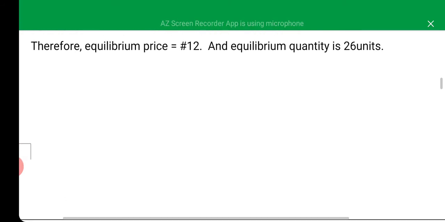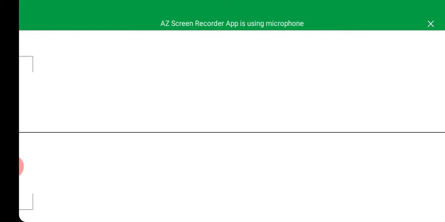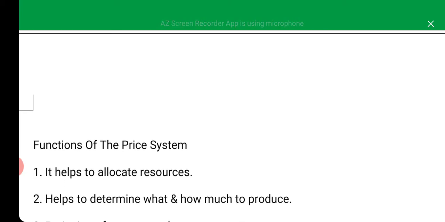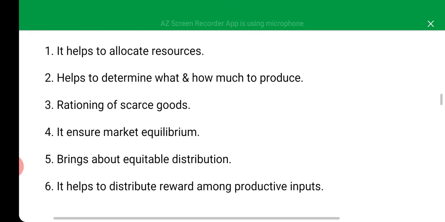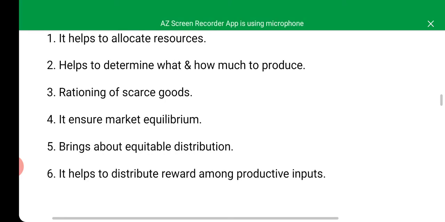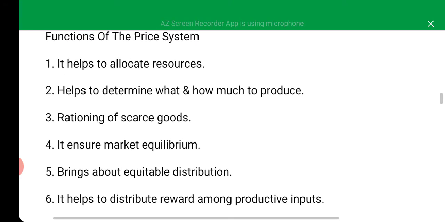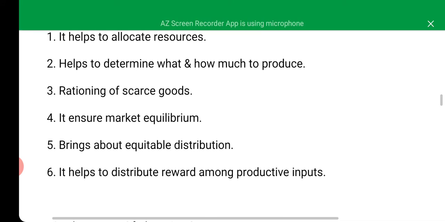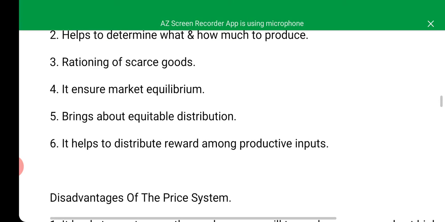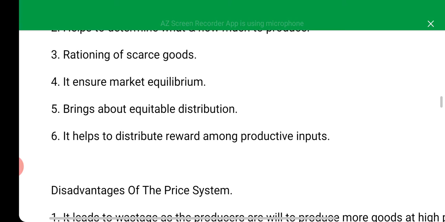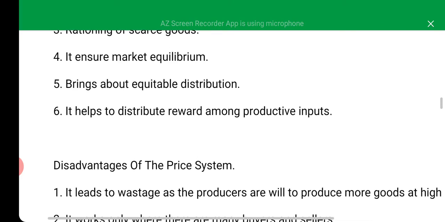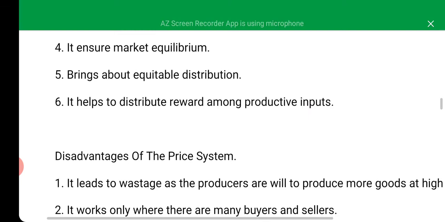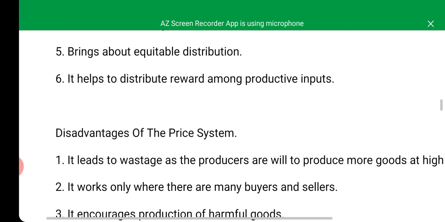This can be demonstrated as well in a graph to show the equilibrium quantity, price, and the equilibrium point. So what now are the functions of the price system? It helps to allocate resources. It helps to determine what and how much to produce once we have been able to know the price. Then rationing of scarce goods. It brings about rationing of scarce goods. Goods that are not plenty, that the production is low, will be rationed among the consumers so as to make it go round. It ensures market equilibrium, and at the same time it brings about equitable distribution and so on.